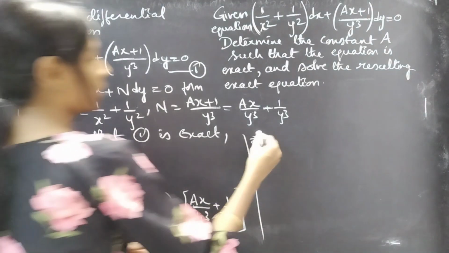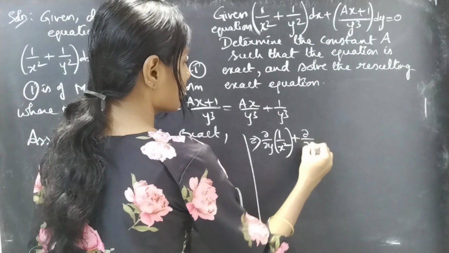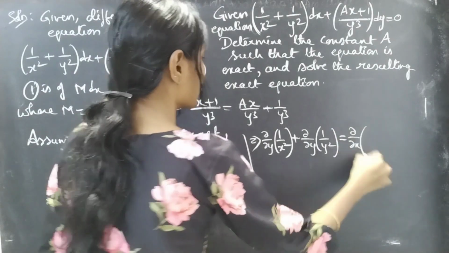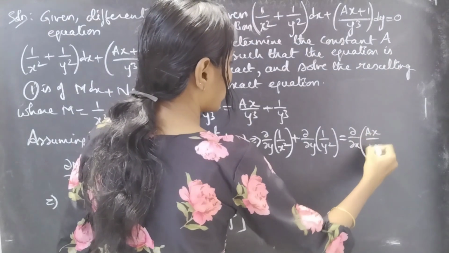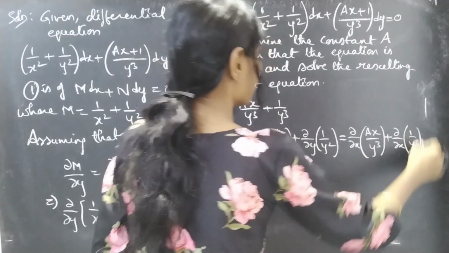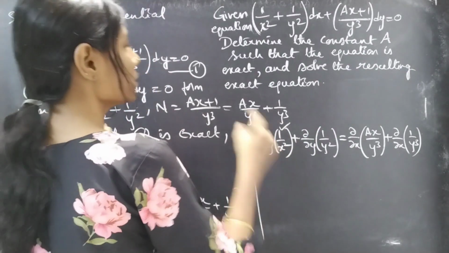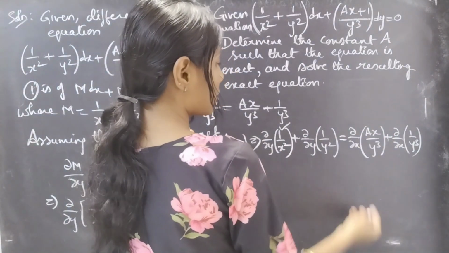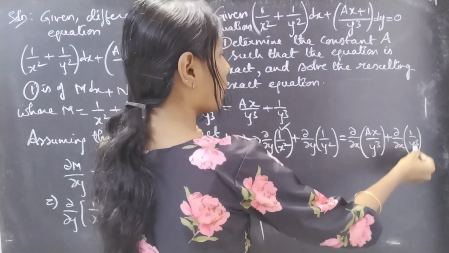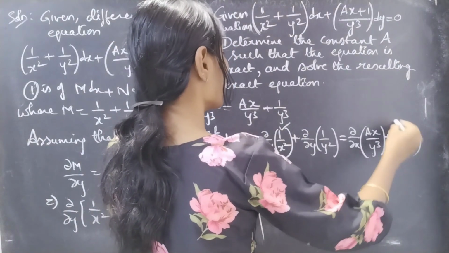Then ∂/∂y, that is the partial derivative of the first term in the LHS, plus the partial derivative of the second term, which is 1/y², equals the partial derivative of the first term ax/y³ plus the partial derivative of the second term 1/y³, right? If it is partial derivative with respect to y, then x is treated as constant. So here we have x, so we treat it as constant, and here a/y³ is constant since we need to find the partial derivative with respect to x. And here 1/y³ is constant as well.